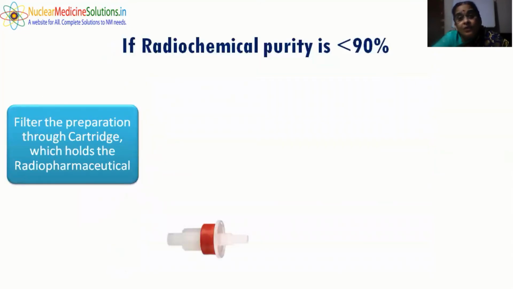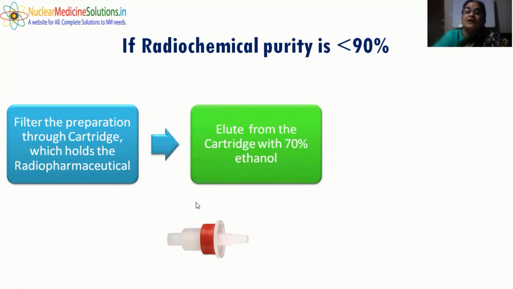So, if radiochemical purity is less than 90%, what can you do? You can purify it. That also has been designed. We can filter this preparation through a cartridge, which will hold the radiopharmaceuticals. See, the cartridge is like this. Once it is holding, this is the pure fraction. Now it has been purified, and this can be eluted with 70% ethanol.